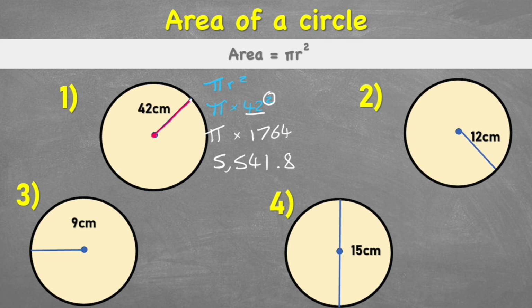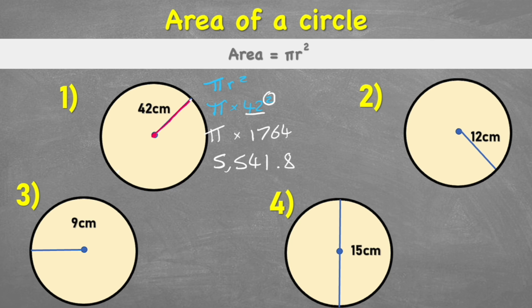Or if I wanted to be super slick with my calculator, what I could press is pi times 42. But before I press the equals button, I would press the squared button, which is the x with the little 2 hovering next to it to show that it's squared. And that would give me the same answer. But what I'll say again is what we can't press is pi times 42 equals and then square. That's really important. Check it out for yourself to see the difference of answers.